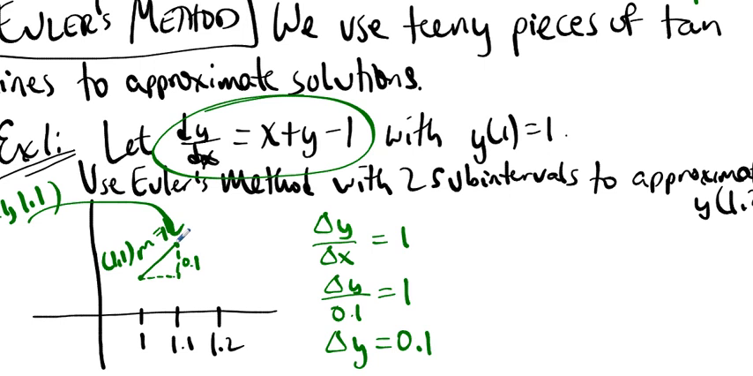And then we do the same thing all over again. We're going to come to this point here and figure out what the slope of the tangent line is. The slope of the tangent line is the x value plus the y value minus 1. 1.1 plus 1.1 minus 1. That's a slope of 1.2.